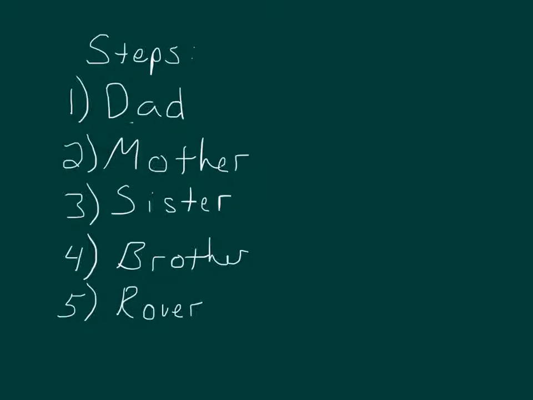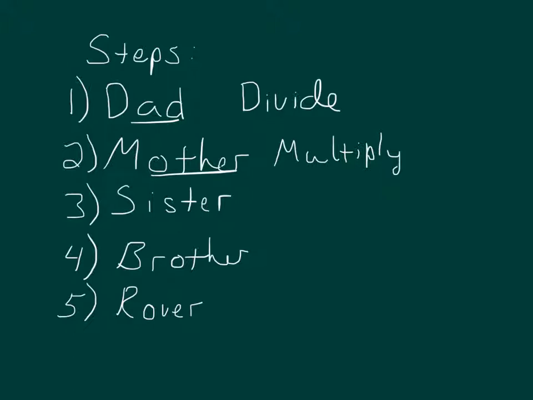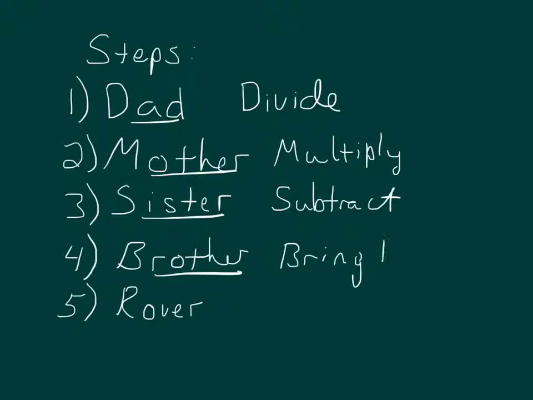It's not really Dad. The D stands for divide. That's the first thing you're going to do in a division problem. And the M doesn't really stand for Mother. It stands for multiply. The S stands for, you guessed it, subtract. The B stands for bring down the next number, if there is one. And the R stands for remainder, if there is no other number to bring down, and if you are allowed to have remainders.